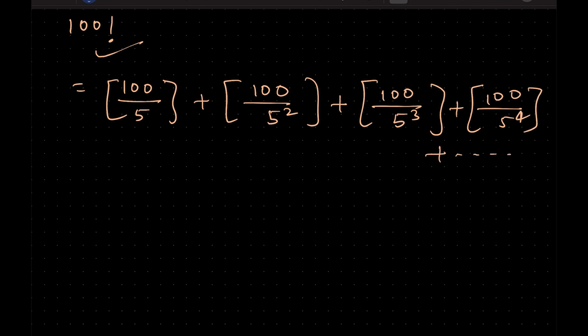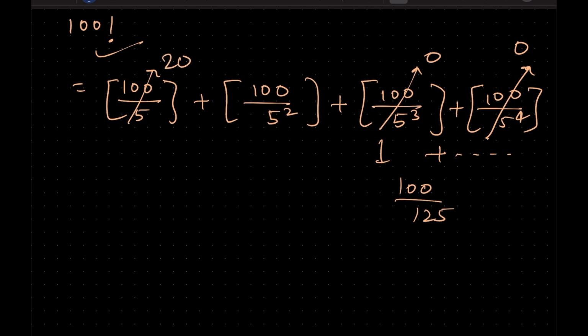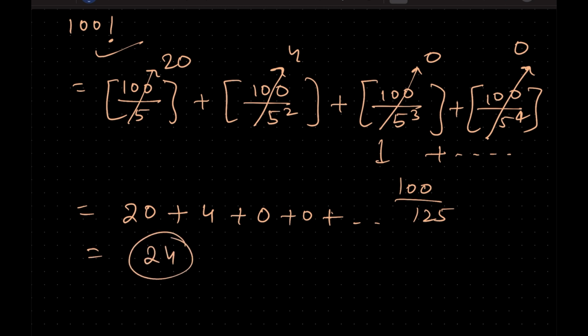After this, you know that this is lying between 0 and 1, so the floor value will be 0. Here also it is 100 by 125, so it is also between 0 and 1, so here also the floor value will be 0. Here it is giving 20, so our greatest integer value of this will be 20. Here it is 100 divided by 25, which is 4. So what we are getting: 20 plus 4 plus 0 plus 0, so 24. So we can say that the total number of trailing zeros in 100 factorial is 24.